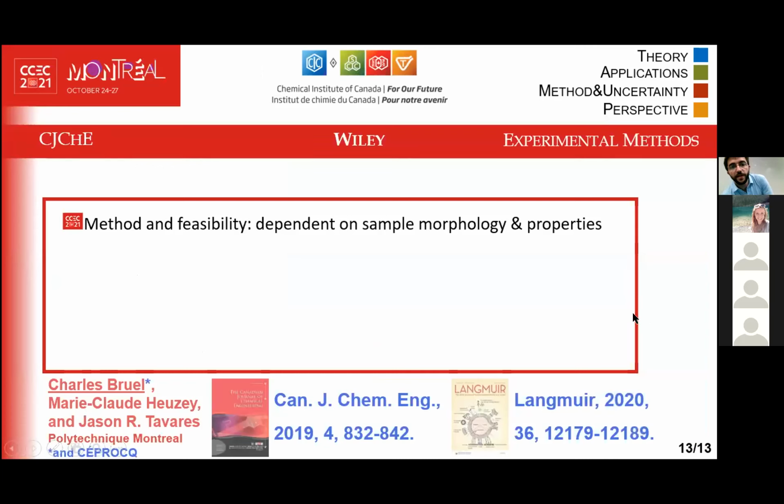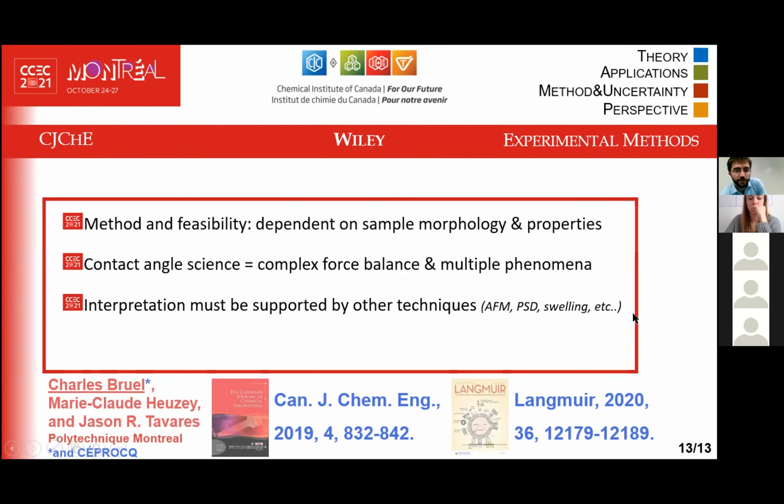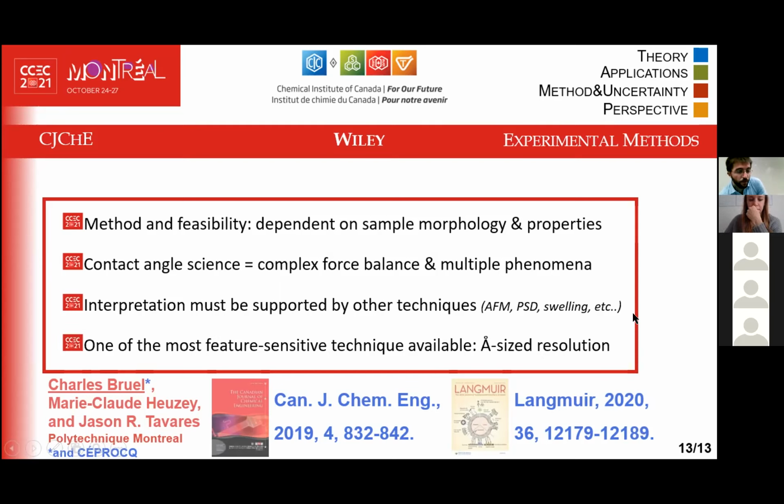So as a conclusion, we saw that the method and feasibility for contact angle measurements is directly dependent on sample morphology and properties. We saw that contact angle science relies on a complex force balance and on multiple phenomena, which means that interpretation must be supported by other techniques, such as atomic force microscopy, particle size distribution, swelling tests, etc. And finally, one of the reasons why contact angle is used despite all its flaws is that it is one of the most feature-sensitive techniques available, with an angstrom size resolution. So you can basically see anything with it. So thanks for your attention. And if you have any questions, I will be happy to take them.